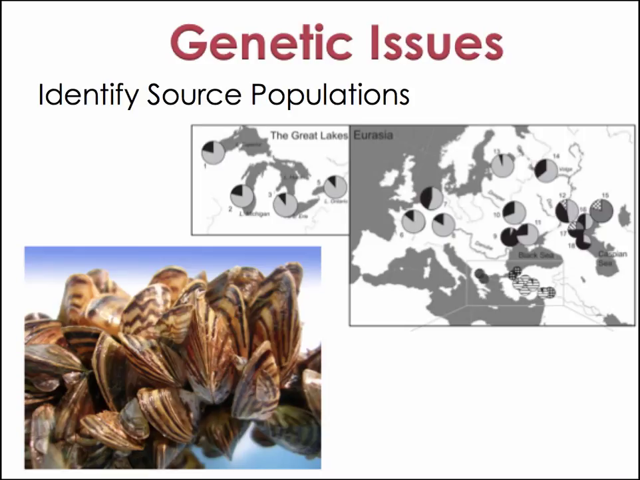What we're looking at here, these little pie graphs, the colors represent the different alleles that are matched back to those source populations. So you can see that there's gray and black in most of these in different ratios, and they fall along different areas over here in Eurasia, which map to the Black Sea and the Caspian Sea drainages. So they were able to source those mussels as that's where they actually came from.